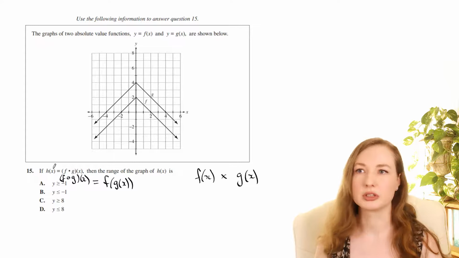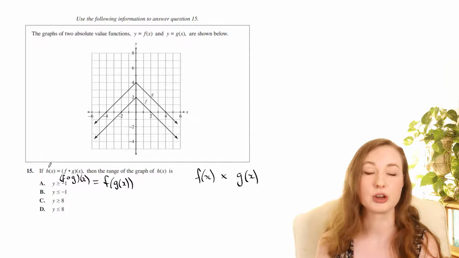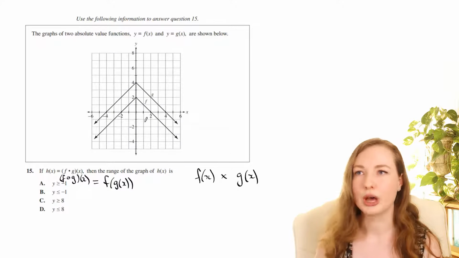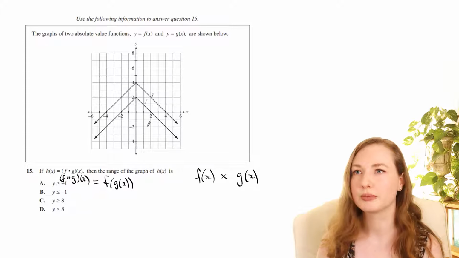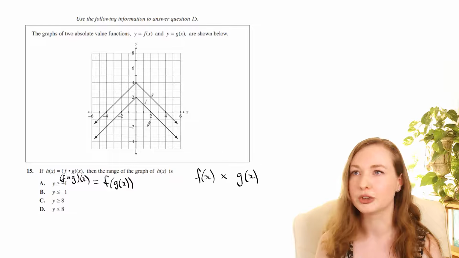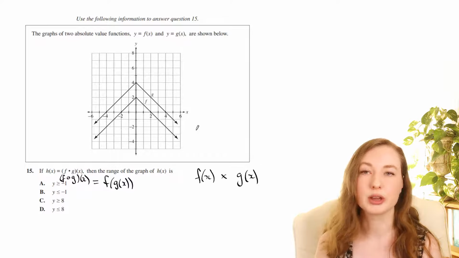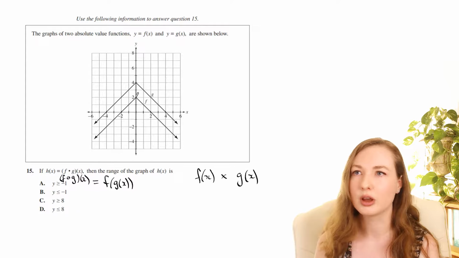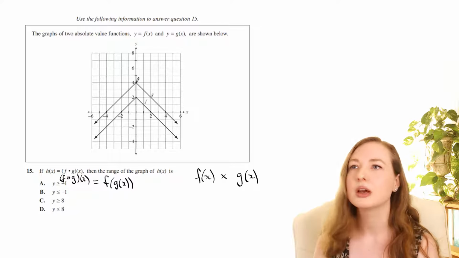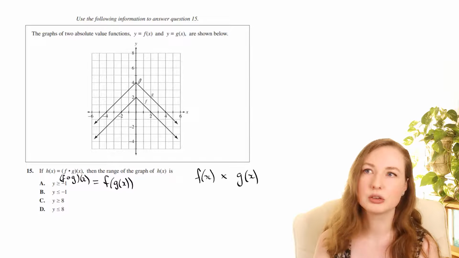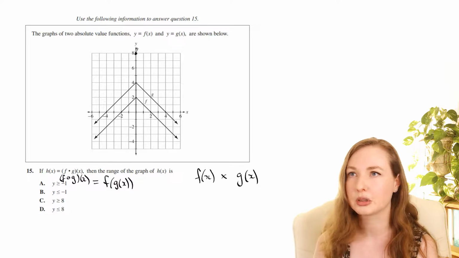So what I would do to start is try to graph this function on the same axes. So one way to do that would be to just look at various x values and put a dot where we find the y value should be. So for example, if we pick x equals 0, we can see here f of 0 is 2 and g of 0 is 4. So we know that h of 0 is going to be 2 times 4, so 8.